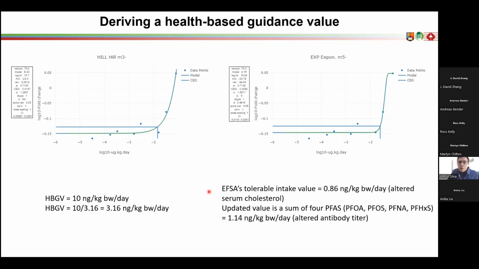And in comparison to previously published values by EFSA related to altered serum cholesterol and to altered antibody titer, they are in the same range. For altered serum cholesterol, EFSA published 0.86 nanograms per kilogram body weight per day, and updated this value for a sum of 4 PFAS, PFOA, PFOS, PFNA, and PFHxS. And this value is 1.14 nanograms per kilogram body weight per day.